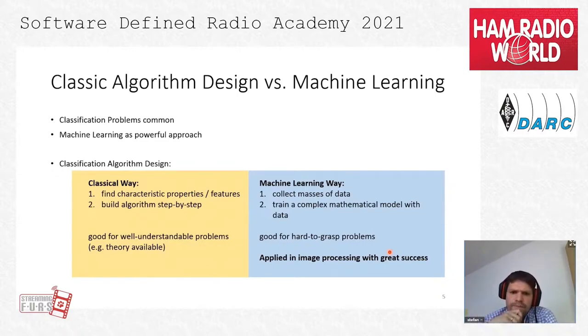A more modern way is the machine learning approach. In a machine learning approach, you first collect masses of data, and then you train a complex mathematical model with that data. And this is something that is very good for problems where you cannot directly figure out characteristic properties. And this is applied, for example, in image processing with great success. It does not mean that machine learning is always the best way, but it seems that for some kind of problems, this new way of machine learning classifiers are highly superior.